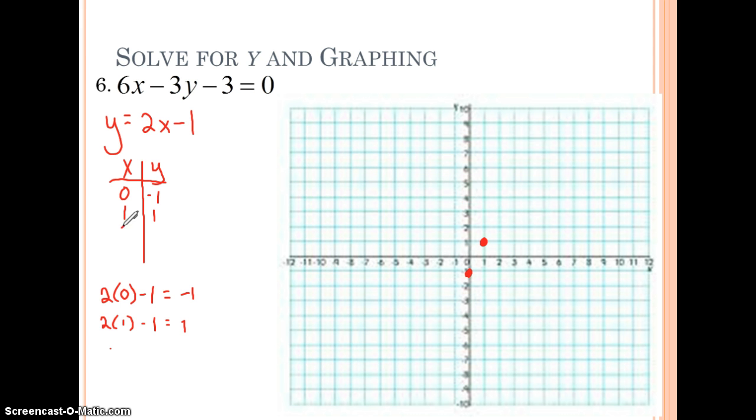And then let's do one more at 2. If I plug in the 2, 2 times 2 is 4. Minus 1 is 3. So I have the point 2, 3. So I go over 2, up 3. And there is your line. It goes that way to infinity and beyond. And it also goes downward. Now, if you remember your slopes, you have 2x, which means it goes up 2 over 1, up 2 over 1, and it goes that way all the way through.